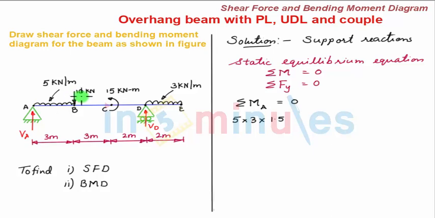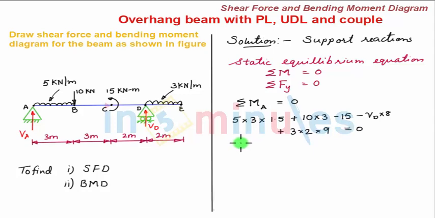Then there will be a clockwise moment due to this force of 10 kN acting at a distance of 3 meter from point A, so we have 10 into 3. Then we have the anti-clockwise moment of 15 kN-m, so we have minus 15. Then we have the anti-clockwise moment due to this support reaction VD, which is acting at a distance of 3 plus 3 plus 2, 8. So we have VD into 8. Then we have a clockwise moment caused due to this UDL of 3 kN per meter intensity acting over a span of 2 meter. So the magnitude is 3 multiplied by 2, and it is acting at the center of this span, so its distance from point A will be 3 plus 3 plus 2 plus 1. So multiply by 9. And this whole is equal to 0.